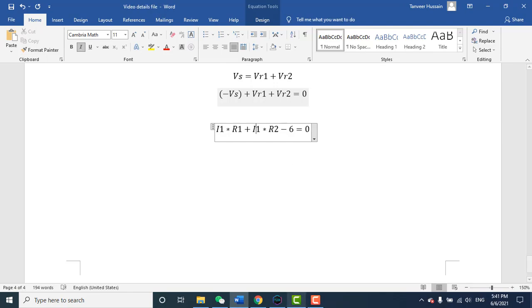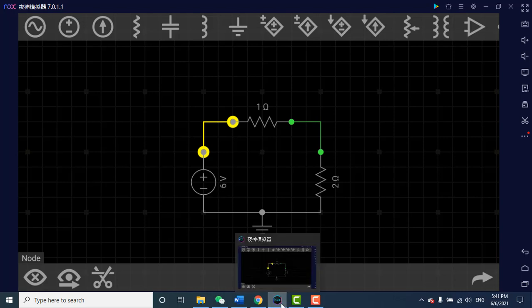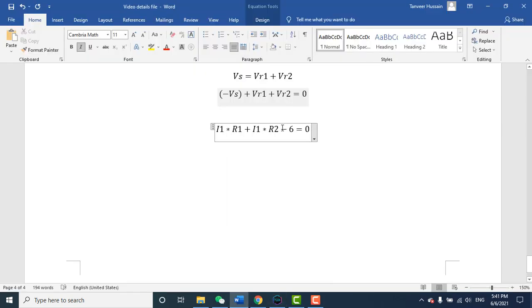Next, if you move on, you will meet the negative point of the voltage source, so then you need to write minus Vs. So minus 6, that is the equation for our circuit. You can see here I1 R1, plus I1 into R2, minus 6.